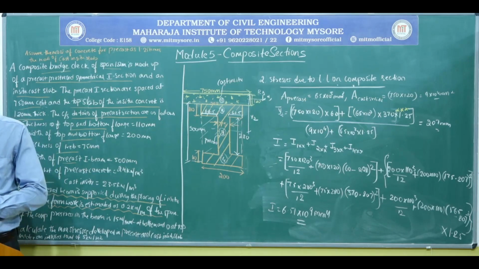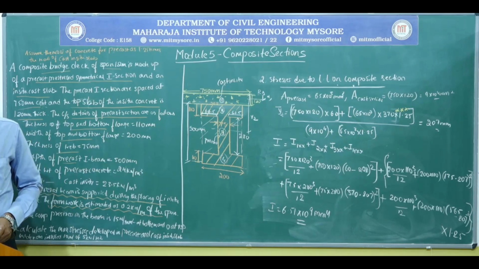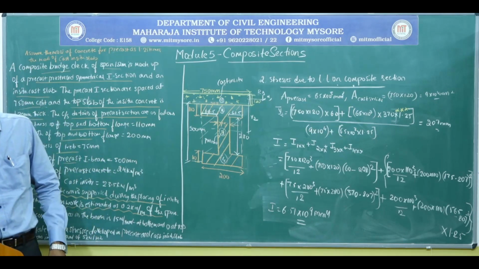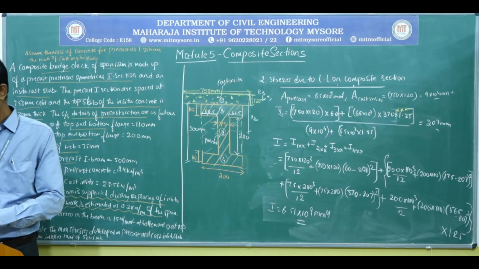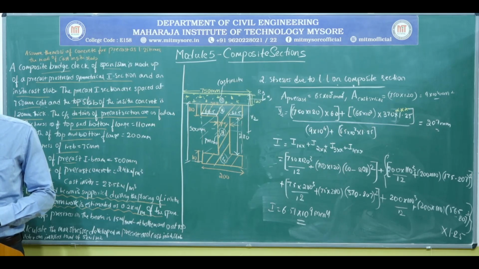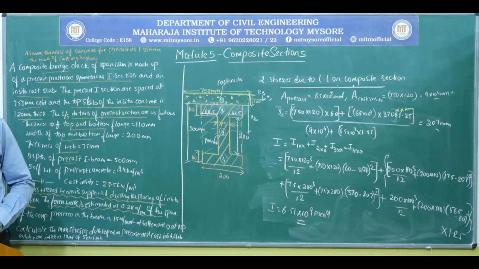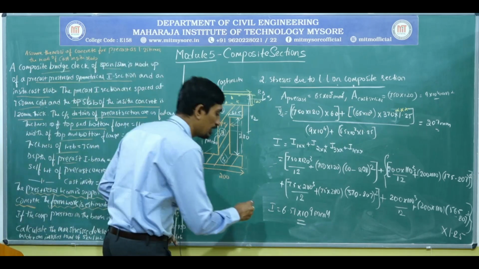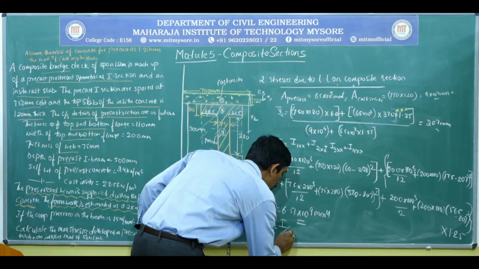Next we will go with the calculation of the live load. Let me go ahead with the live load calculation. The live load on the composite section will be... No, first let me calculate Z, because we require Z. Zt is equal to I by Yt.